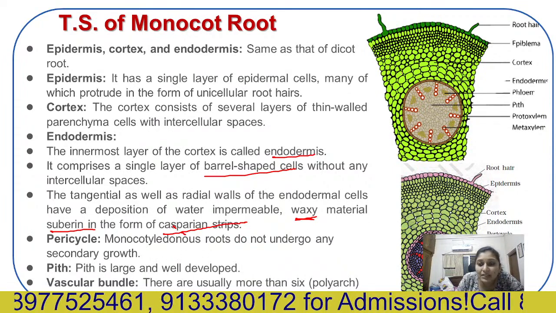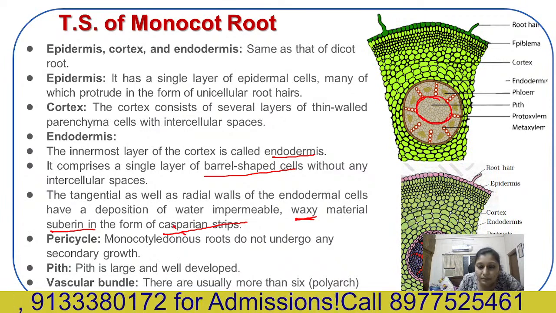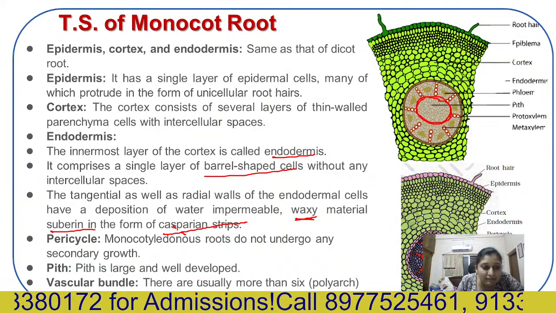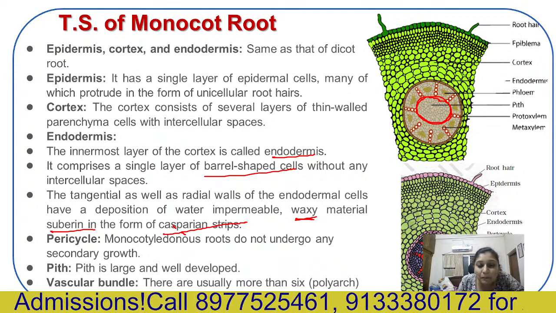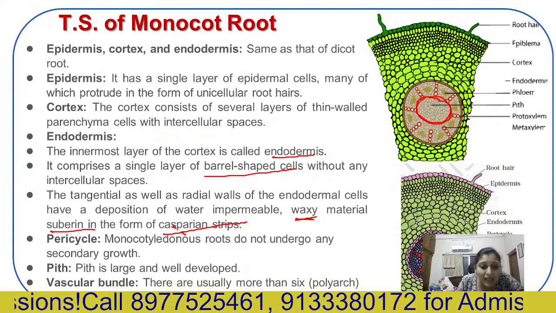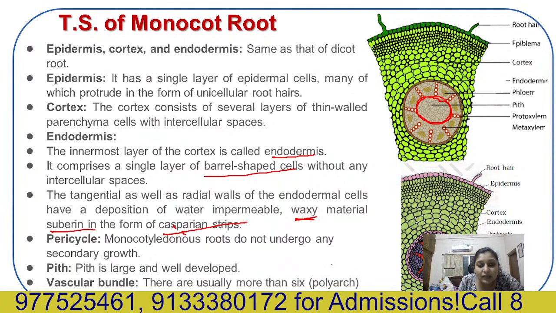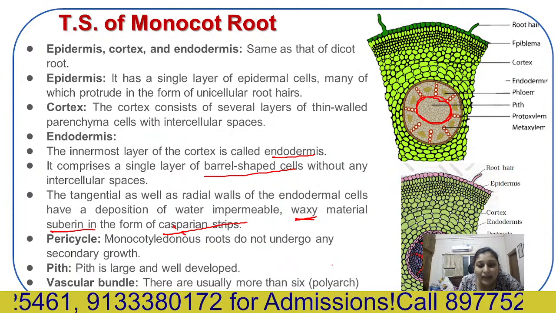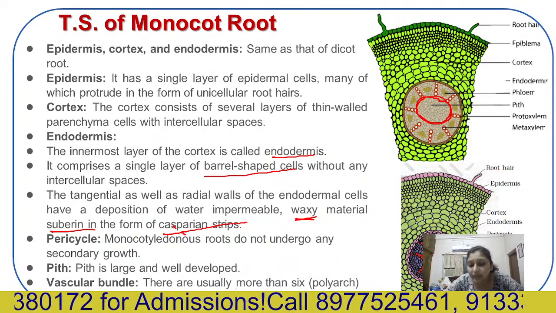And pith, you can see here how big the pith is. It is large and well developed. Vascular bundles are usually more than 6, so it's polyarch, with many xylem bundles in the monocot root. This is a characteristic feature of the monocot root, that the vascular bundle is polyarch.